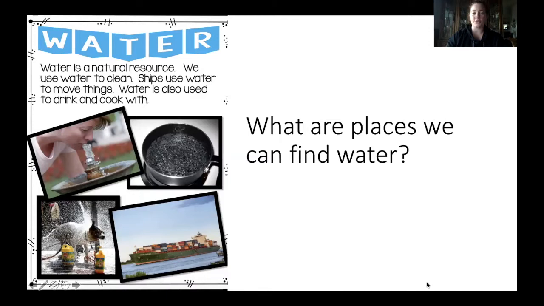The first natural resource we're going to talk about is water. Water is a natural resource. We use water to clean, ships use water to move things. Water is also used to drink and cook with.